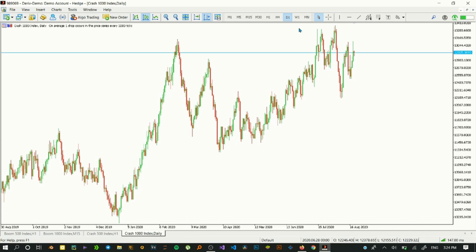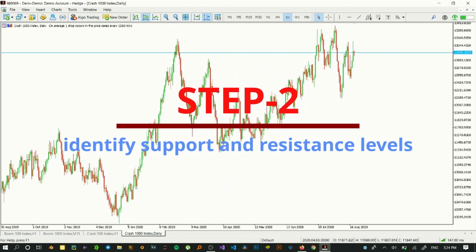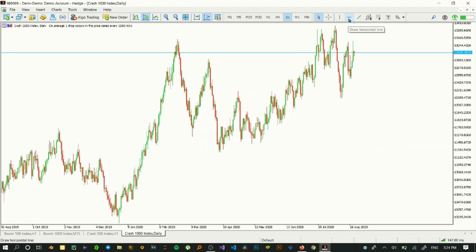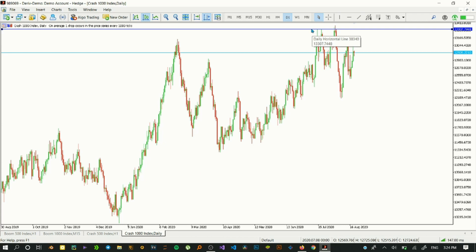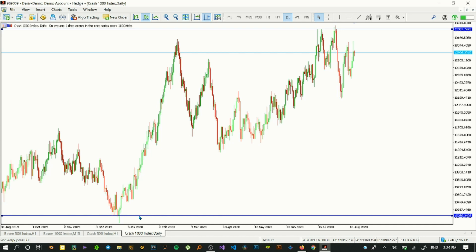So this is the daily time frame. On the daily time frame, most of the time I identify the support and resistance levels. So I have swing high, that means the peak point of the market, and the lowest point of the market, swing low. So these two lines act as support and resistance levels. Whenever the market goes to these levels, we can wait for the market to give us confirmation and we can trade those levels.